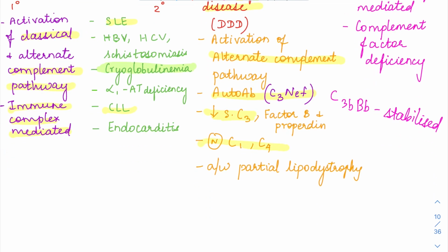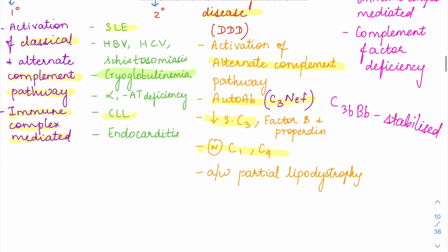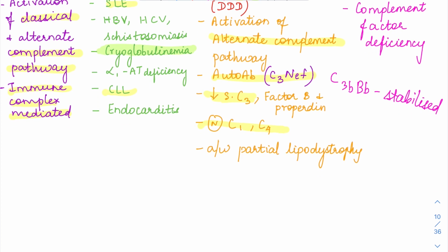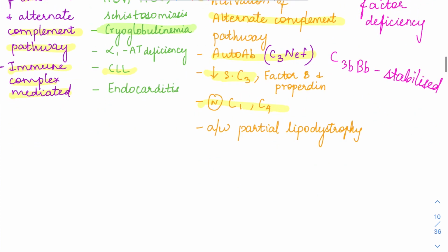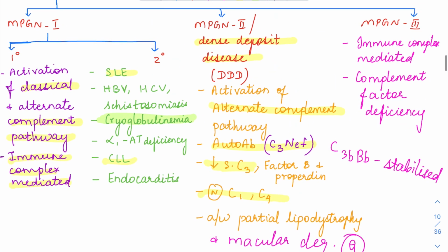Okay. So this is the pathogenesis associated with type 2. And one other MCQ here will be that dense deposit disease is going to be associated with some other diseases like partial lipodystrophy and also macular degeneration. Okay. Both of these can be asked as MCQs as well.